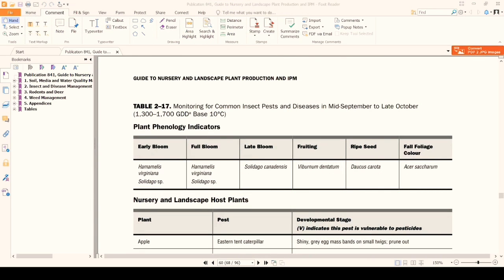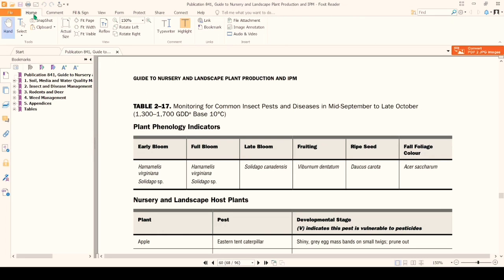So in this Publication 841, there are several plant phenological indicators given for the time period of mid-September to late October, and I am choosing the late blooming stage of Solidago canadensis or Canadian goldenrod, as well as the ripening seed stage of Daucus carota or Queen Anne's lace.